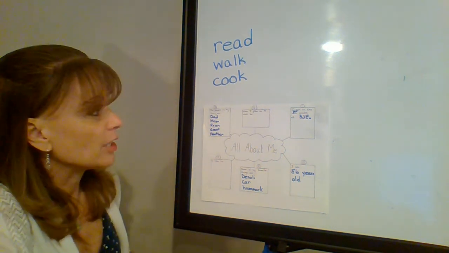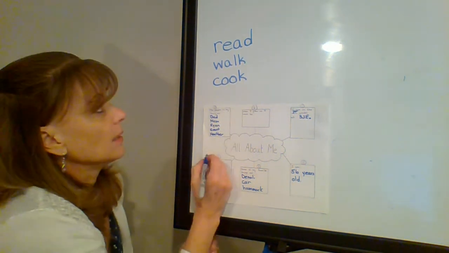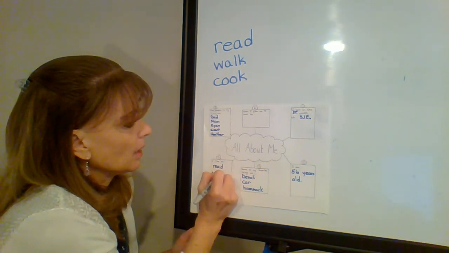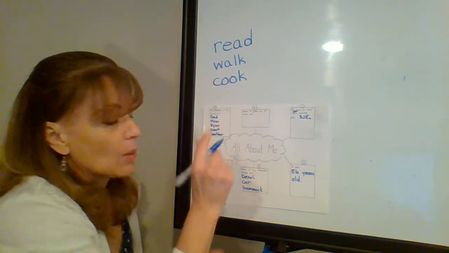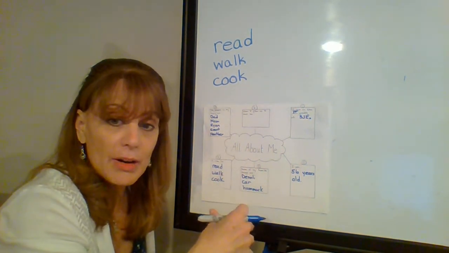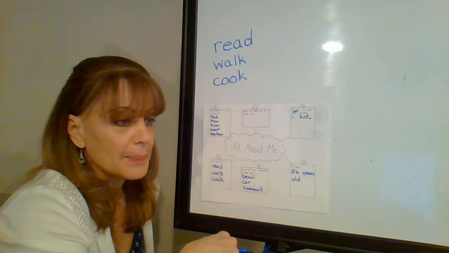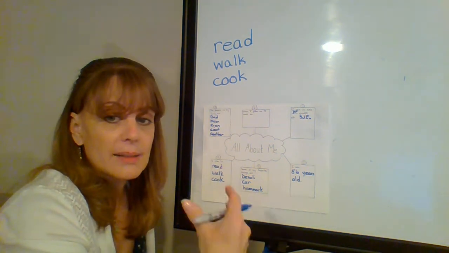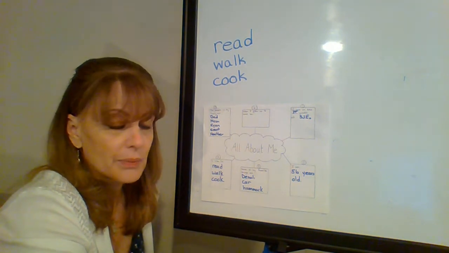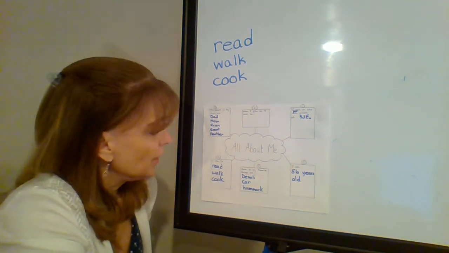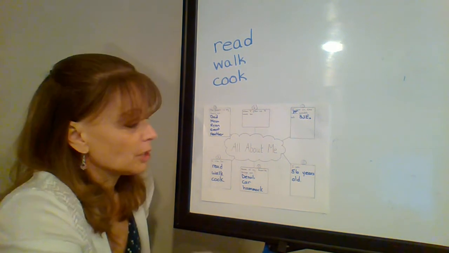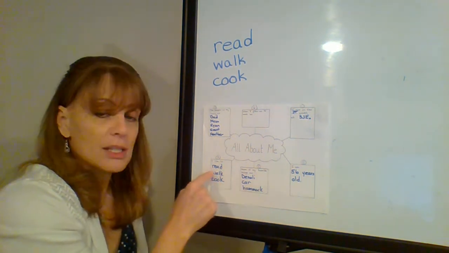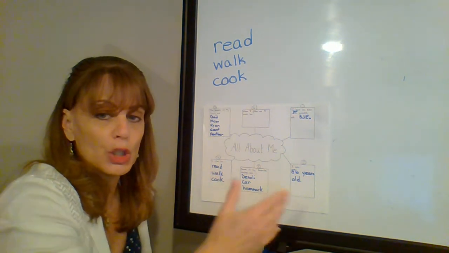So again, we are just writing a list. I like to read, walk, and cook. Now, when I put these in paragraph form, I will expand and describe those things. Okay, so 3 things that you like to do. So this one was 3 things that you have that you like. Now this is, what are 3 things you like to do?